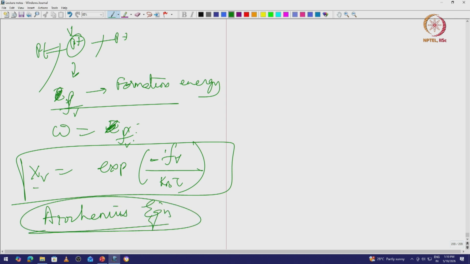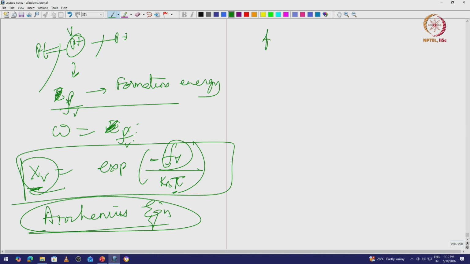So, where the concentration of vacancies in my material is exponentially dependent on an activation barrier, and this activation barrier is the vacancy formation energy. If vacancy formation energy is large, I have less number of vacancies. If vacancy formation energy is small, I have more number of vacancies, right. And if temperature is large, I have large number of vacancies. If temperature is small, I have small number of vacancies, okay.